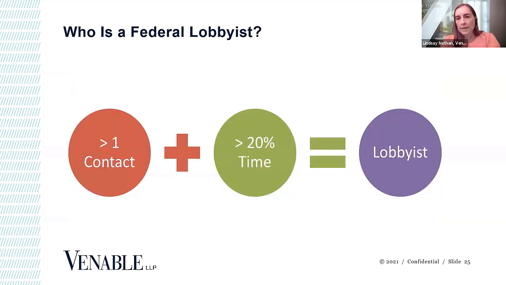Who is a federal lobbyist? It requires more than one contact with a covered official. It requires at least 20% of your time over a 3-month period. And if you don't have both of those things, then you are not a federal lobbyist.